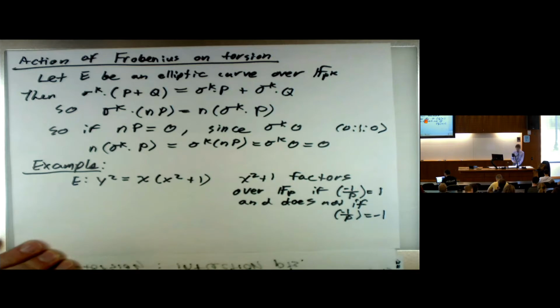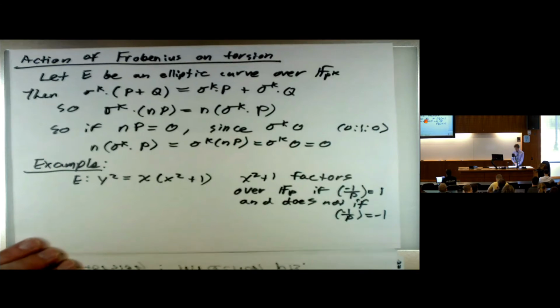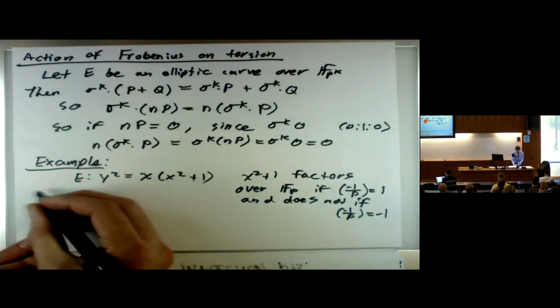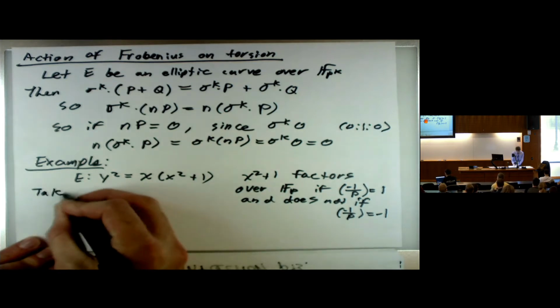So for an interesting example here, what we want is a prime congruent to 3 mod 4, because if I pick something where I have full torsion over Fp, well, Frobenius is going to be acting trivially on it. It's not going to show you anything. It's just going to send each of the 2-torsion points to themselves. We want something a little bit more interesting than that. So I'm going to take P equals 3.